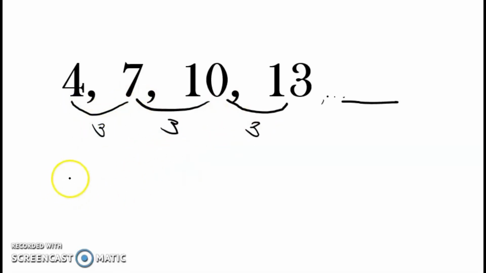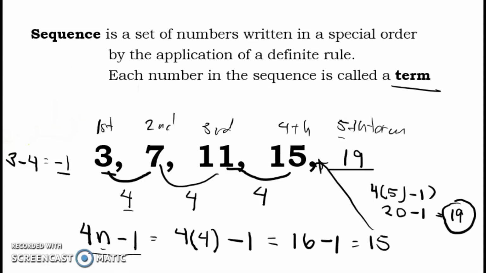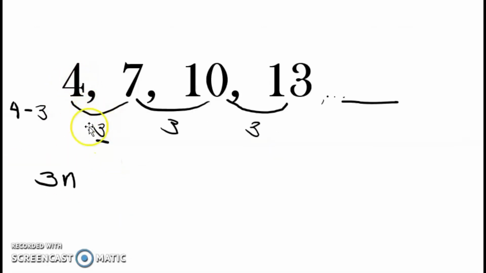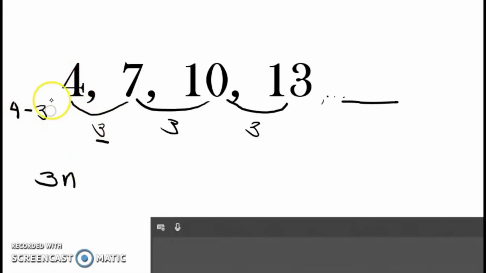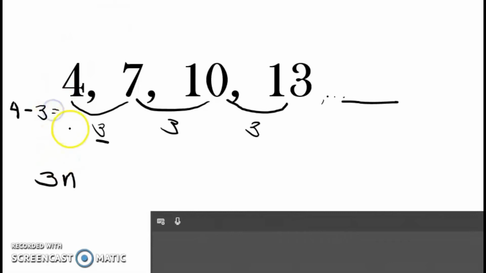So ano next natin gagawin? We're going to use the common difference, which is 3, times n. Next step is, we're going to subtract yung first term minus yung common difference. So 4 minus 3. Kanina, we used 3 minus 4, so that's why ang answer natin ay negative 1, kasi mas maliit yung 3 sa 4. But this time, yung 4 mas malaki sa 3, kaya ang sagot natin is positive 1.